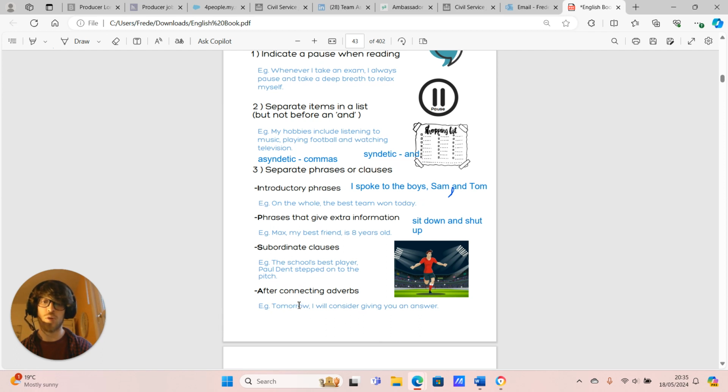You see how tomorrow, this opening adverb at the start of the sentence, needs a comma behind it for the sentence to read properly, to be paced well, to be coherent, to make sense. It needs the comma. You take the breath. Tomorrow, what you want to do tomorrow, I will consider giving you an answer.